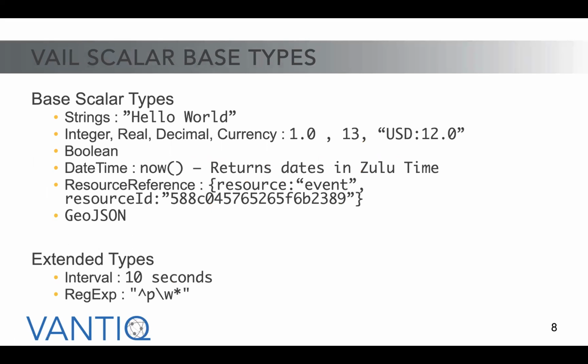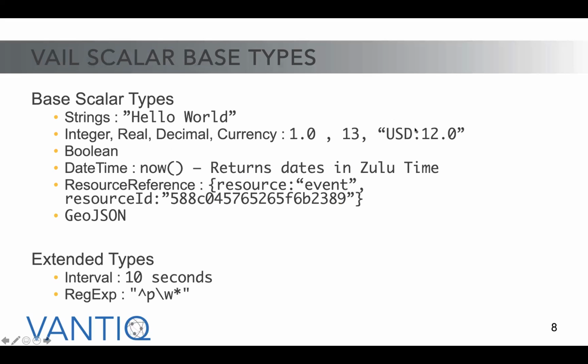We have different types of variables. Some of them are pretty standard, like strings, integer, real, decimal, currency. So this is an integer. This is real. It's out of order. This also could be a decimal, and this is a currency.